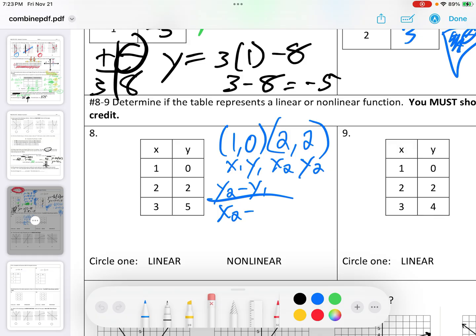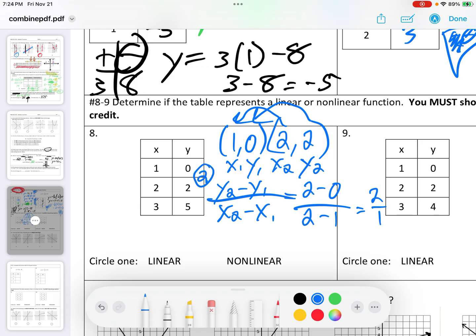I'm still showing my work. Why? Because I want you to see it, and it's better to show your work. 2 minus 0. You're not as likely to make a mistake. 2 minus 1. 2 over 1. All right, so the slope for this one is 2 for those 2 points.